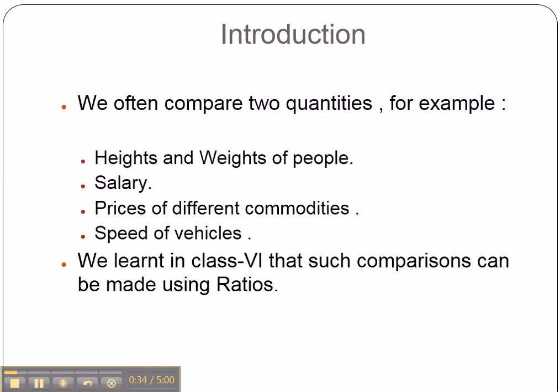So let's start with the topic. We often compare two quantities. For example, the height and the weight of people. You can also compare the height and the weight of your classmates. We can compare salaries and prices of different commodities; we also compare these on a daily basis. Speed of vehicles we compare. So we learned in class 6 that such comparisons can be made using ratios.